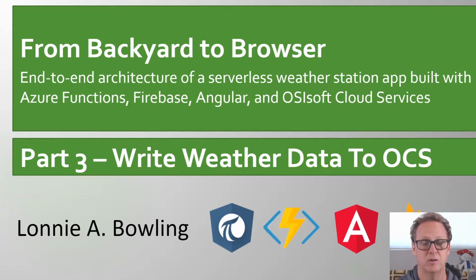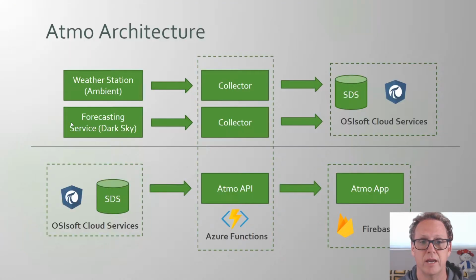I created against OSIsoft's OCS Cloud Services. This is going to be taking the weather data in part 2 that we pulled in from my weather station, and we're going to write that to OCS. So we're just going to continue building this application. We're going to get our connection to OCS going. Looking at the architecture, we're now working on getting this section here from this collector sent to OCS.